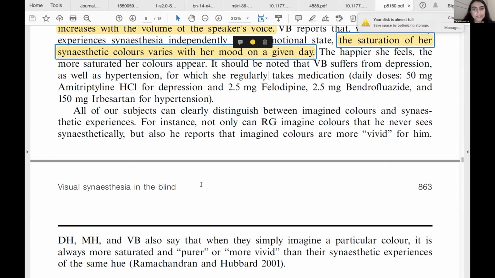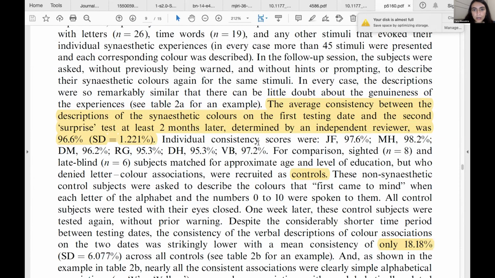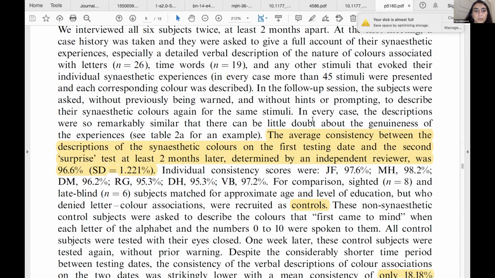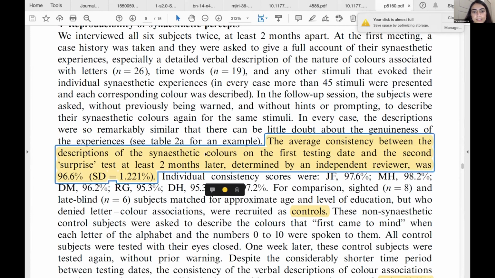Essentially, to measure how consistent the reports were, to confirm that it was in fact synesthesia and not some other interference causing those perceptions, the consistency for the subjects with synesthesia in this study was measured 2 months apart, and the consistency was 96.6%.